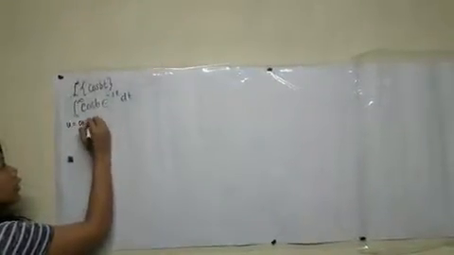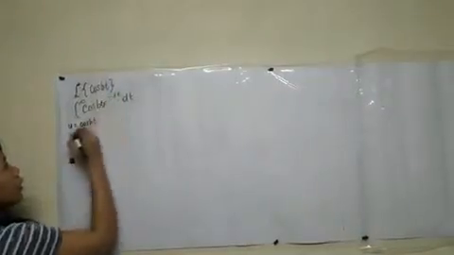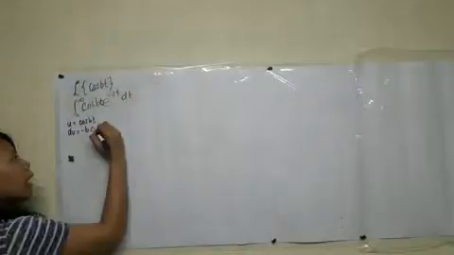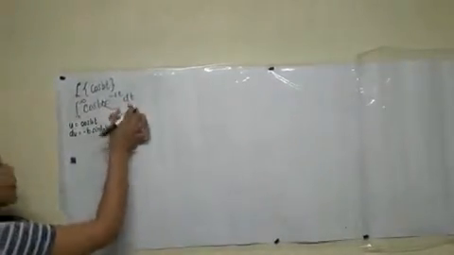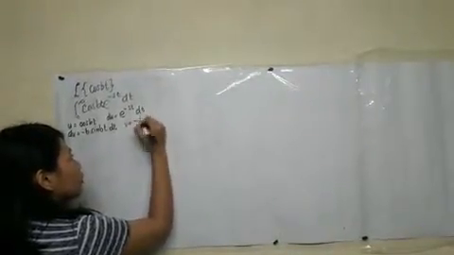So our u here is cosine bt. Our du is negative b sine bt dt. Our dv is equal to the differential part, which is e to the negative st dt, and integrating this, we can get the value of v, which is negative 1 over s e raised to negative st.